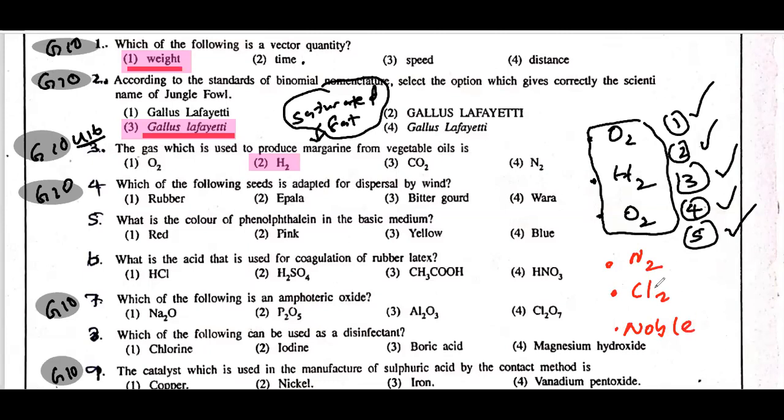Halogens are this group. Chlorine comes from halogens, group 7. Nitrogen from group 5. Noble gases from group 8. Right. Okay. There are 11 gases in your periodic table.